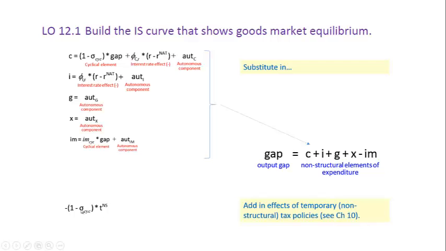There's another little change that I said we're going to make, and that is we're going to add the effects of temporary non-structural tax policies. So the idea is, let's suppose that this is $1, and let's suppose that the marginal propensity to save out of each cyclical dollar or transitory dollar is 70%. That means that we'll be consuming only 30% of our tax cut. So if we have a tax cut of $1, we increase our consumption by 30 cents.